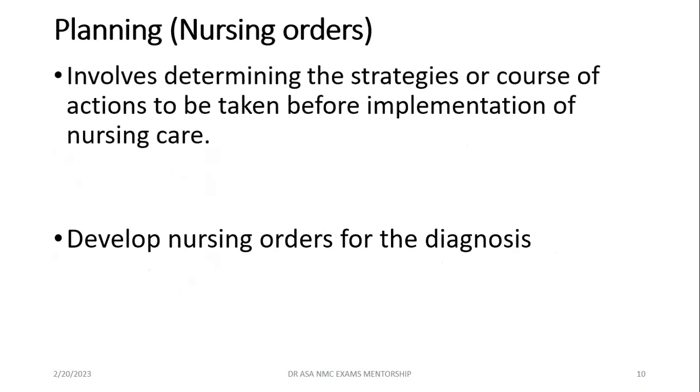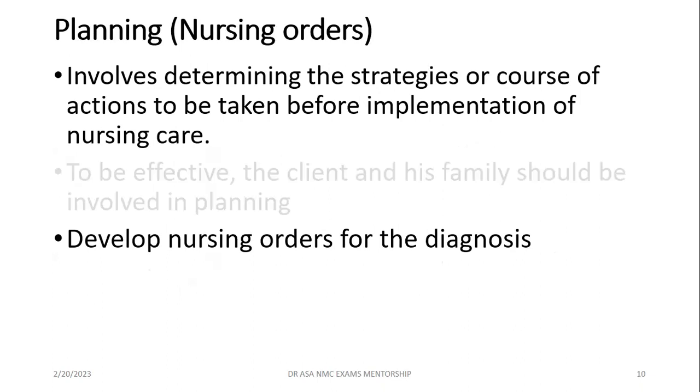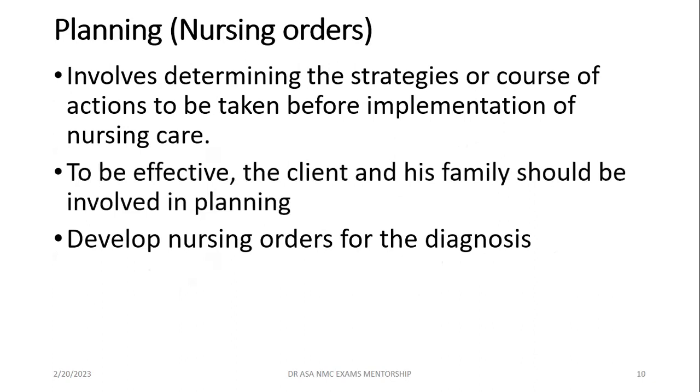That's important. What do we mean by that? It involves determining the strategies or the course of action the nurse has to take before you can implement the care that you want to do for the patient. So what are the strategies that you need to put in place to develop the care for the patient? That's what we mean by the plan. And to be effective, the client and the family must all be involved in your planning of care for the patient. Never plan a care for a patient alone without the family.